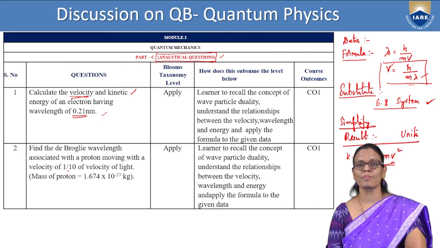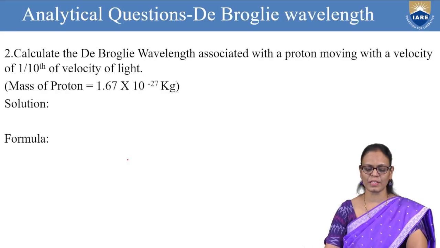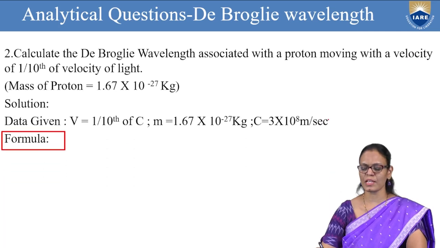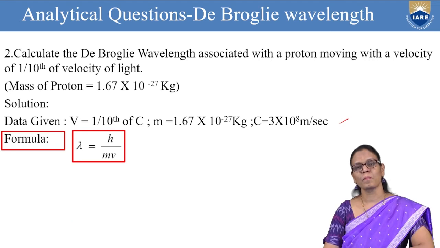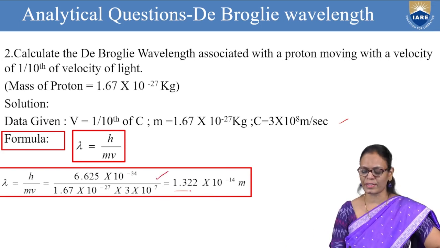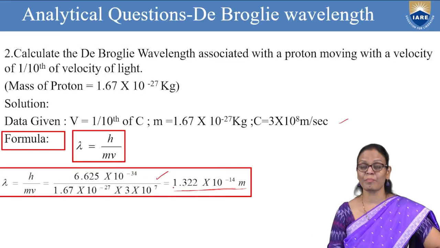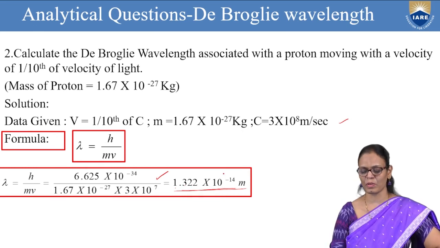Next question. Find the de Broglie wavelength associated with a proton moving with a velocity of 1/10 of the velocity of light. So how do we do this? First, as I said, write the data given. Then write the formula. Once you write the formula, do the substitution. After substituting, you can use your calculator to get the answer. So this is the answer. The de Broglie wavelength is given by 1.322 into 10 power minus 14.